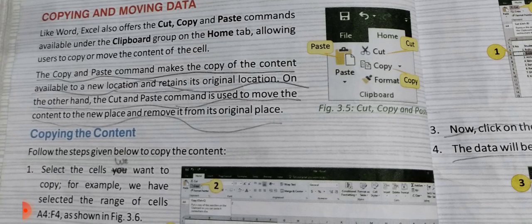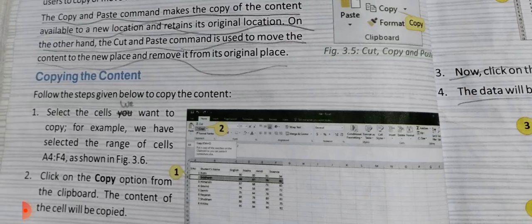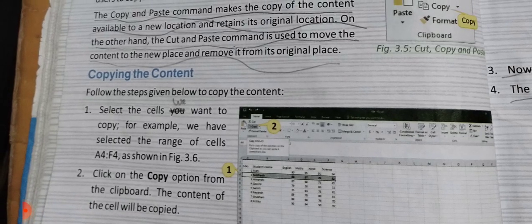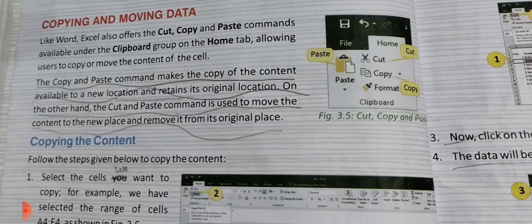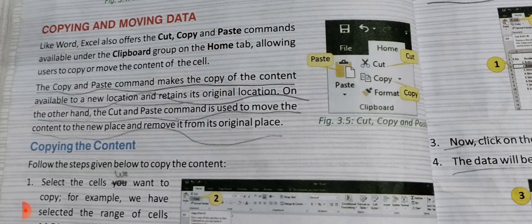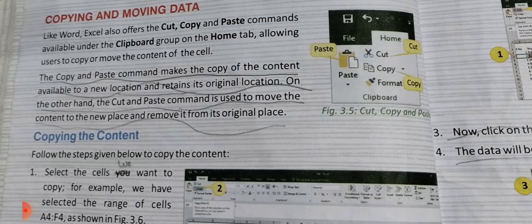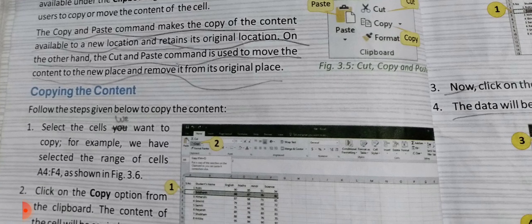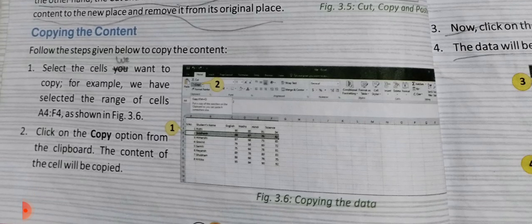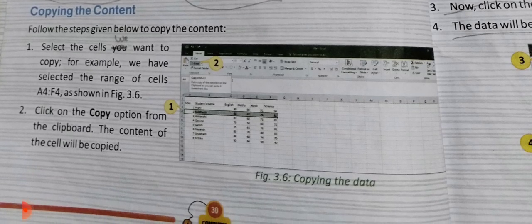Copying and moving data. Like Word, Excel offers the cut, copy and paste commands available in the Clipboard group on the Home tab, allowing users to copy and or move the content of a cell. The copy and paste command makes a copy of the content available in a new location and retains its original location. On the other hand, the cut and paste command is used to move the content to the new place and remove it from its original place.